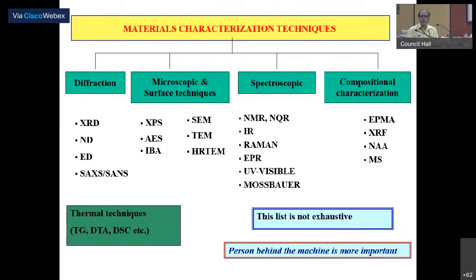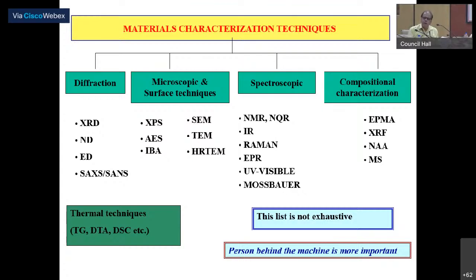they are techniques which are used for compositional characterization, as I have listed in the right column, EPMA, XRF, NA, MS. Here I may say that it may not be possible to cover all techniques. This itself needs a separate course, and definitely we will try to come up with one more course on this.